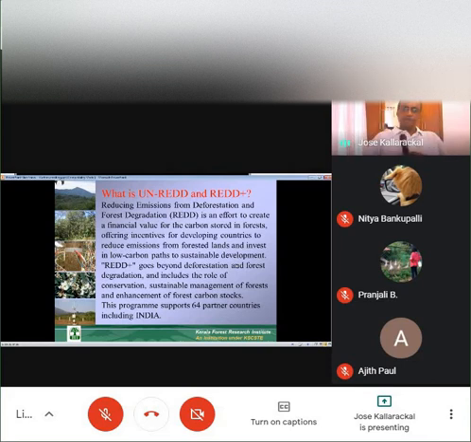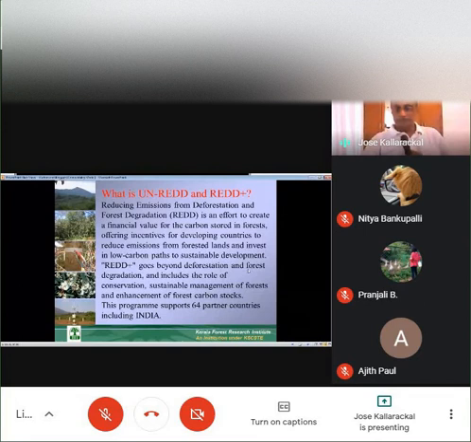So we have to a country like us, there are many other developing countries which are doing that way. So it's an ecological service where a country is providing. So the UN is now thinking about giving a financial incentive for it. Now, RED Plus goes beyond deforestation and forest degradation and includes the role of conservation, sustainable management of forests, and enhancement of forest carbon stocks.